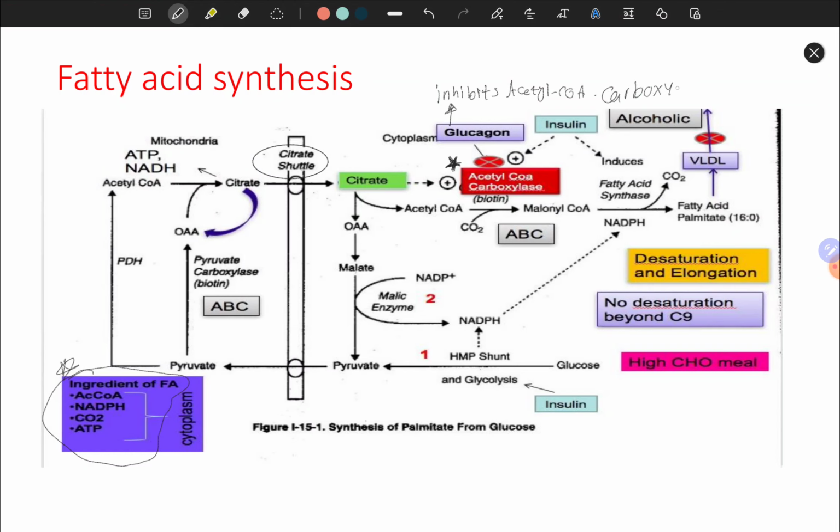Acetyl-CoA carboxylase is stimulated by insulin, citrate; glucagon and malonyl-CoA inhibit acetyl-CoA carboxylase.